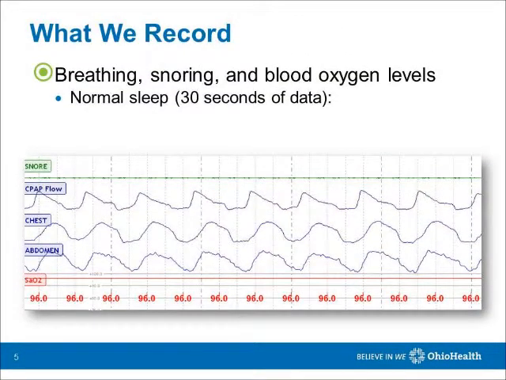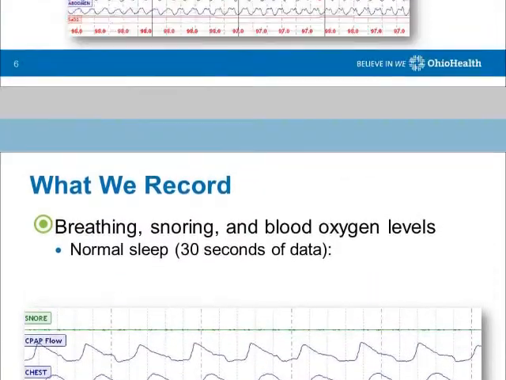Here's how these readings look on a sleep study. At the top is the snore channel, which is flat because this person wasn't snoring. The first blue channel shows airflow, with each wave corresponding to one full breath. Below, the breathing effort signals recorded with the chest and abdominal belts are displayed the same way. At the bottom is a constant readout of blood oxygen levels from the pulse oximeter.